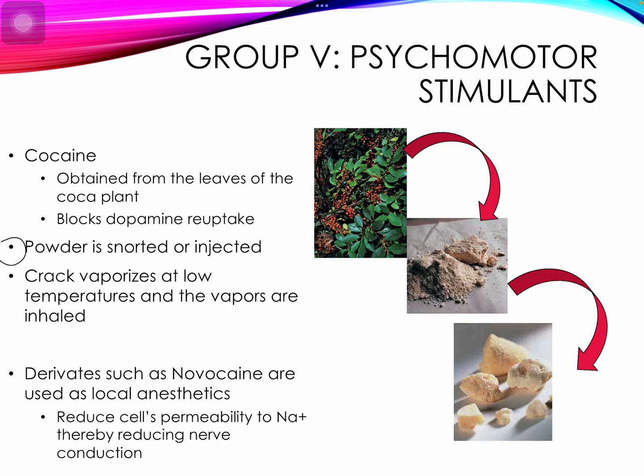Cocaine can be snorted by being crushed into a powder. It can also be injected intravenously. Since crack can vaporize at low temperatures, people also smoke crack and inhale it. And there are several derivatives.